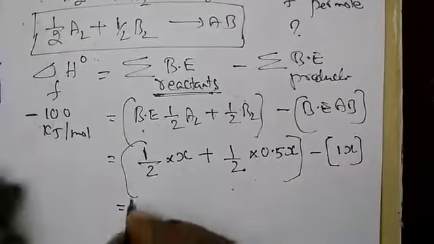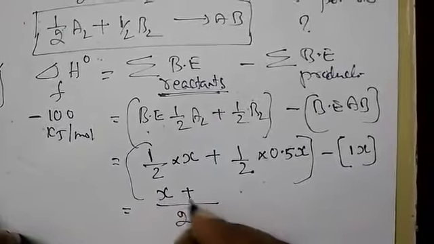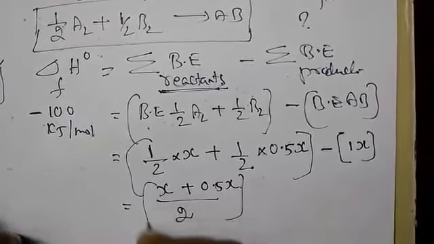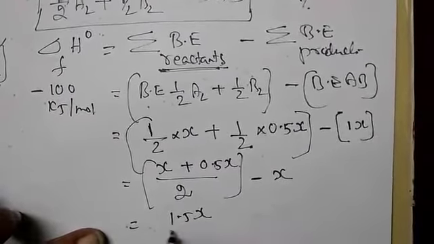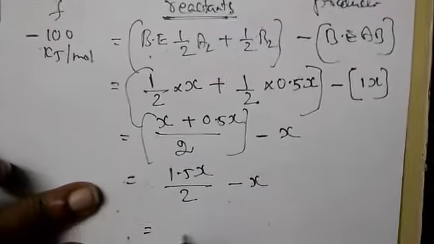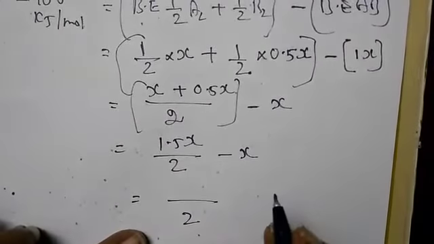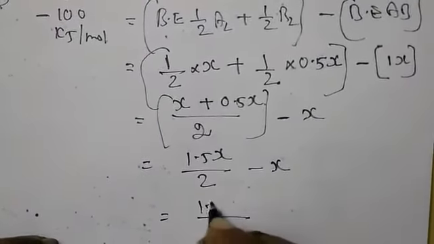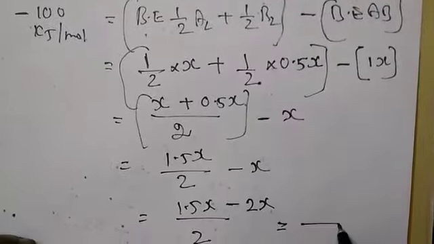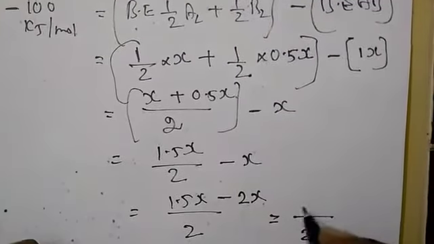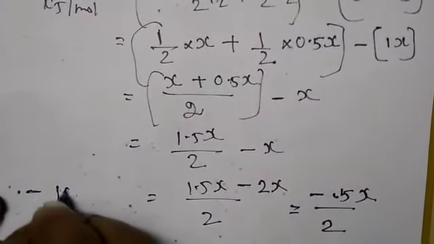Now you have to simplify. Find the LCM for the addition. Then x plus 0.5x minus x, which is 1.5x divided by 2 minus x. Now we can do the subtraction with the 2, and here you get 1.5x minus 2x over 2, which equals minus 0.5x. This is equal to minus 100.